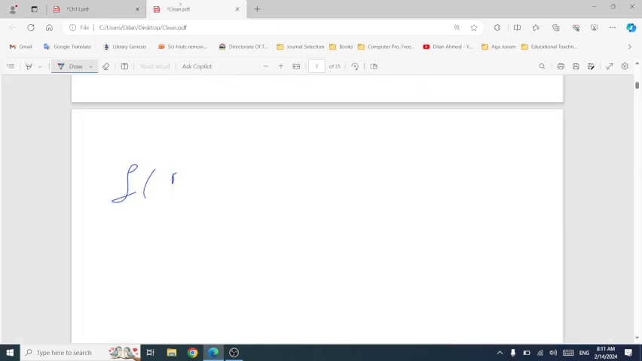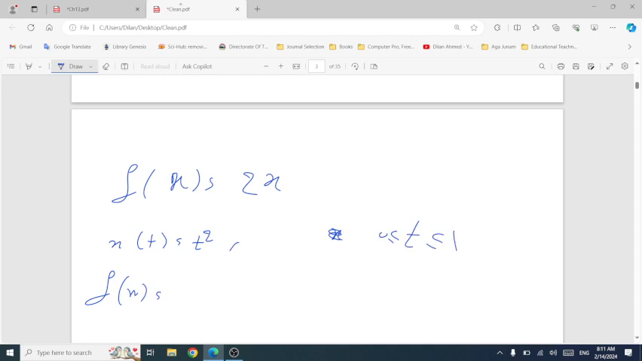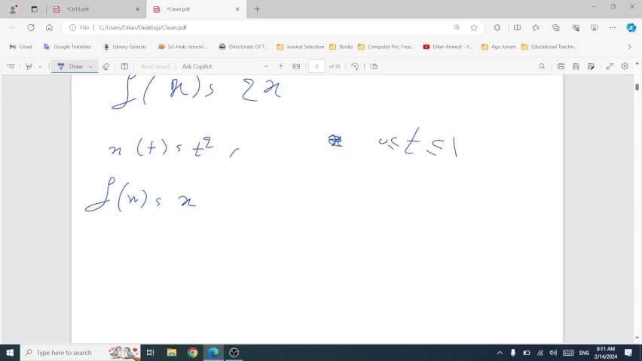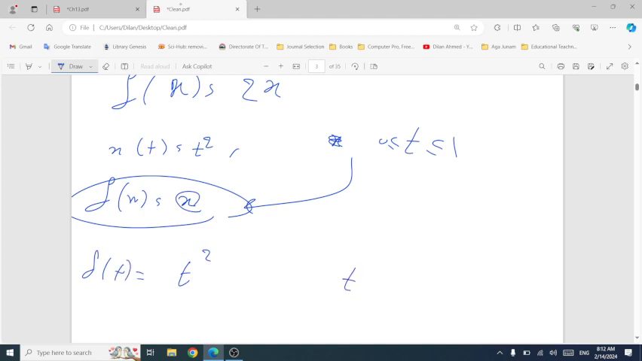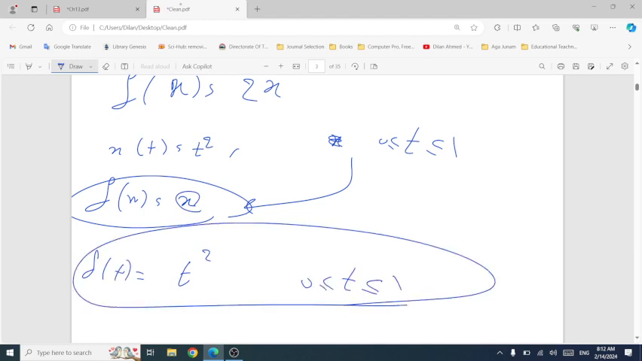If I say f of x equal to 2x, that's okay. How about if I say x(t) is equal to t squared, for t between 0 and 1, and f of x is equal to, for example, x. So you say this equation, because x equals t squared, and t is between 0 and 1, this function is called what? Parameterization.